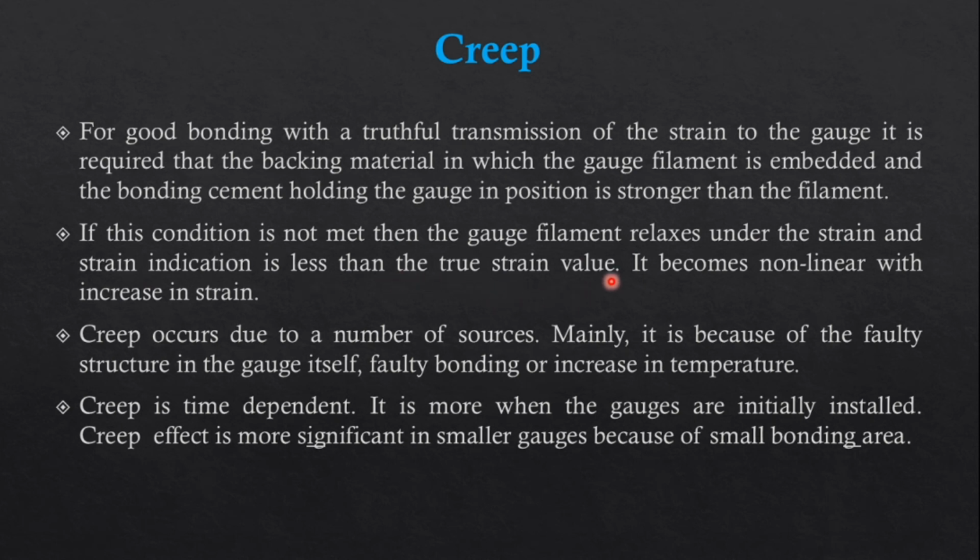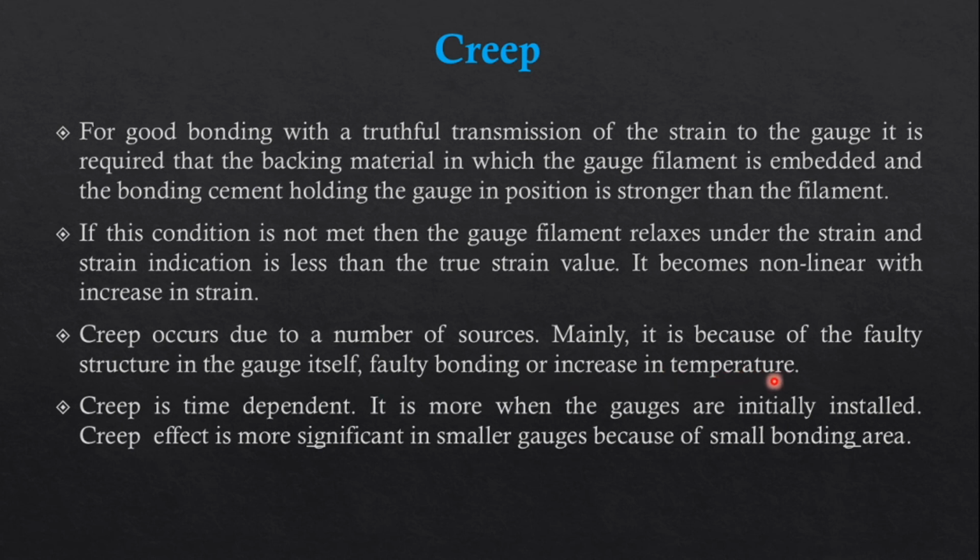Okay, so we require it to be very well bonded, not too loose and not too tight. If it is too loose, then we cannot get the actual amount of strain, and if it is very tight, then we get a higher value than the applied strain, right? So it becomes non-linear with increase in the strain. And creep occurs due to a number of sources, mainly because of a faulty structure in the gauge itself, faulty bonding, or increase in the temperature.